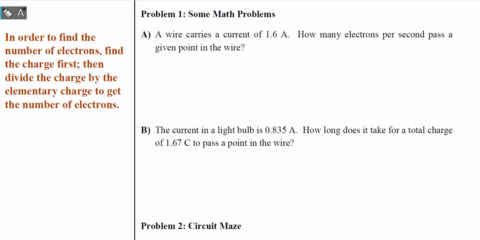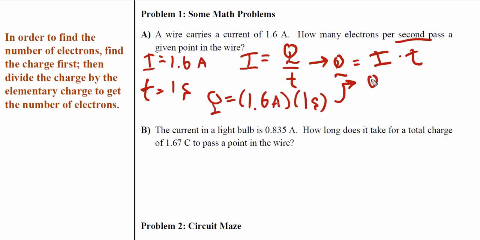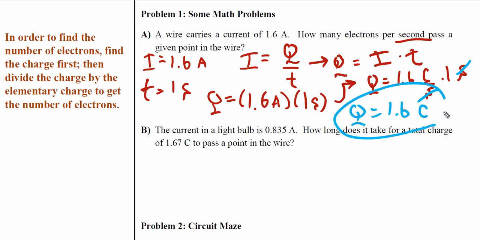A wire carries a current of 1.6 amps. Let's identify what they've given us. And they want this per second, so time is going to be 1 second. We're going to first find the charge Q that this wire is carrying. We solve for Q, plug in the appropriate numbers. This ends up giving us, if we show the units, 1.6 amps. An amp is a coulomb per second. So what we see here is that these seconds cancel out, leaving us with the charge of 1.6 coulombs.